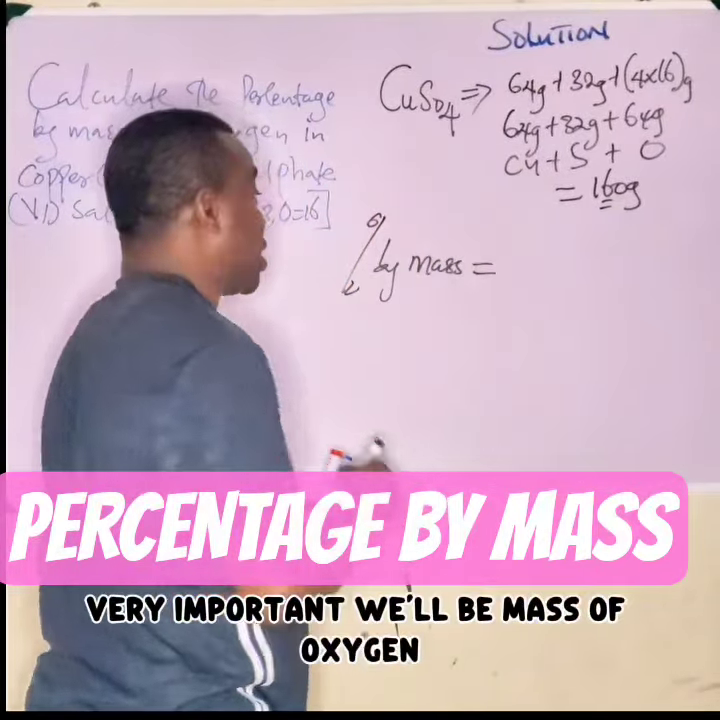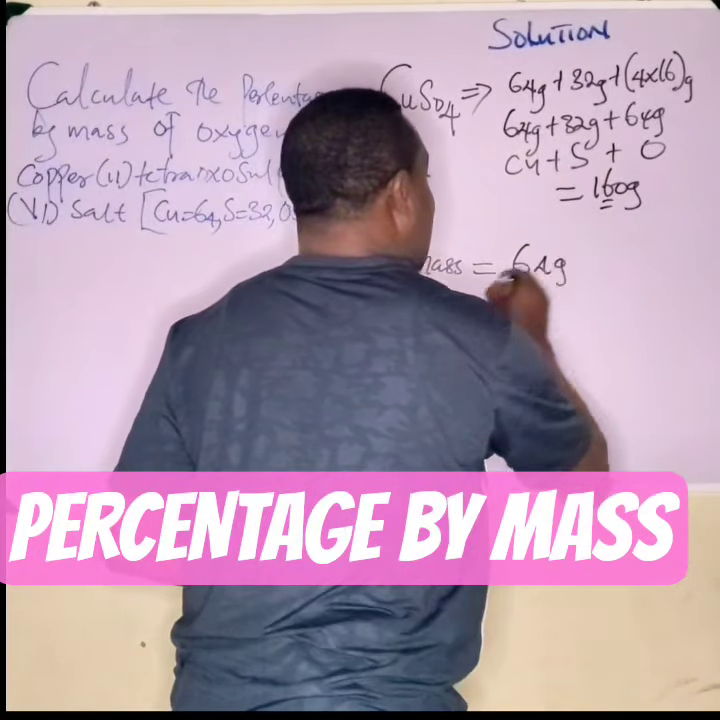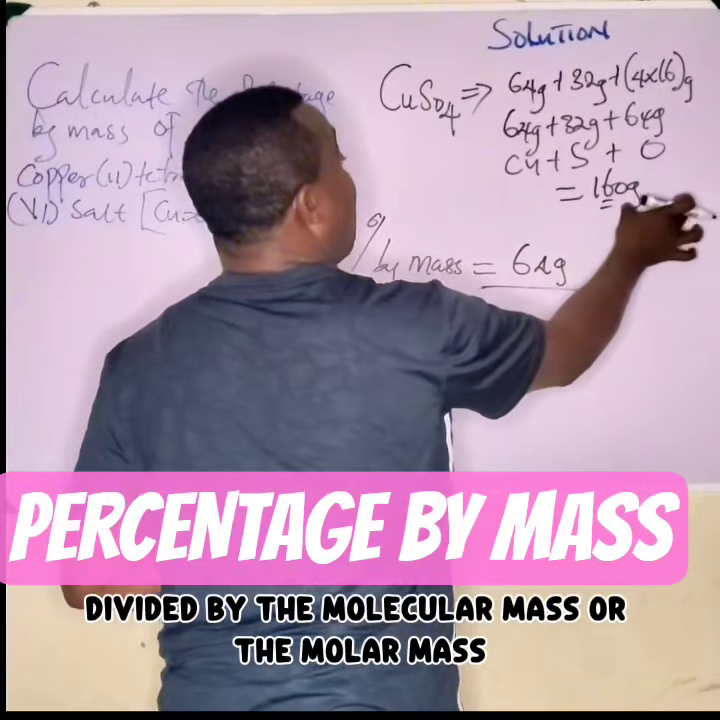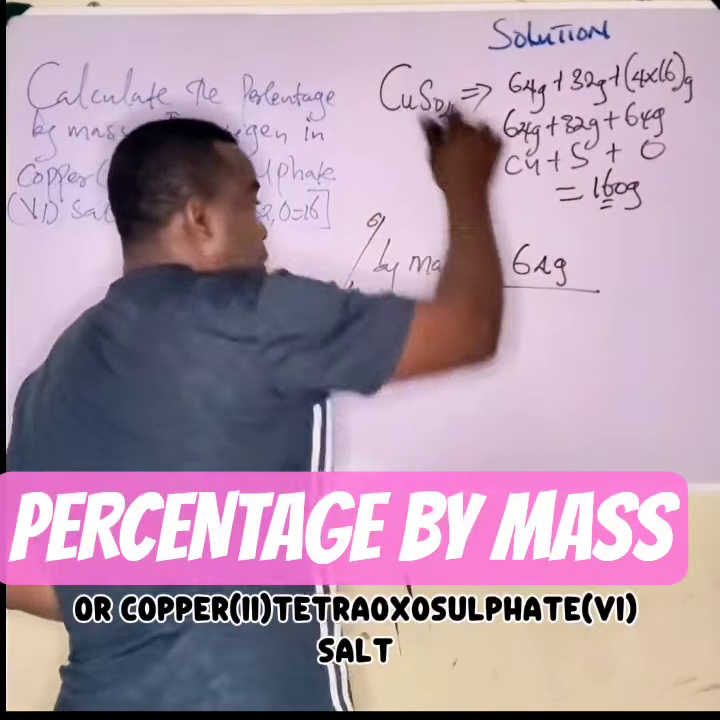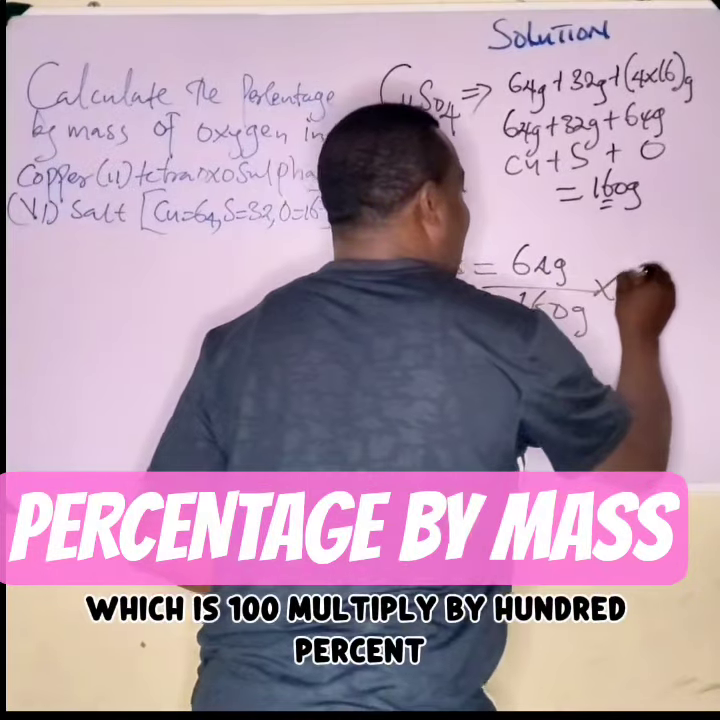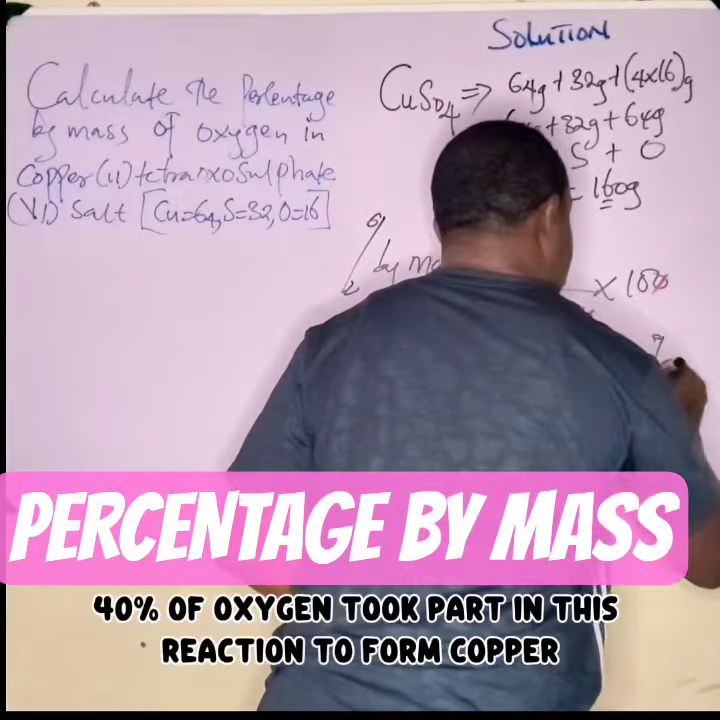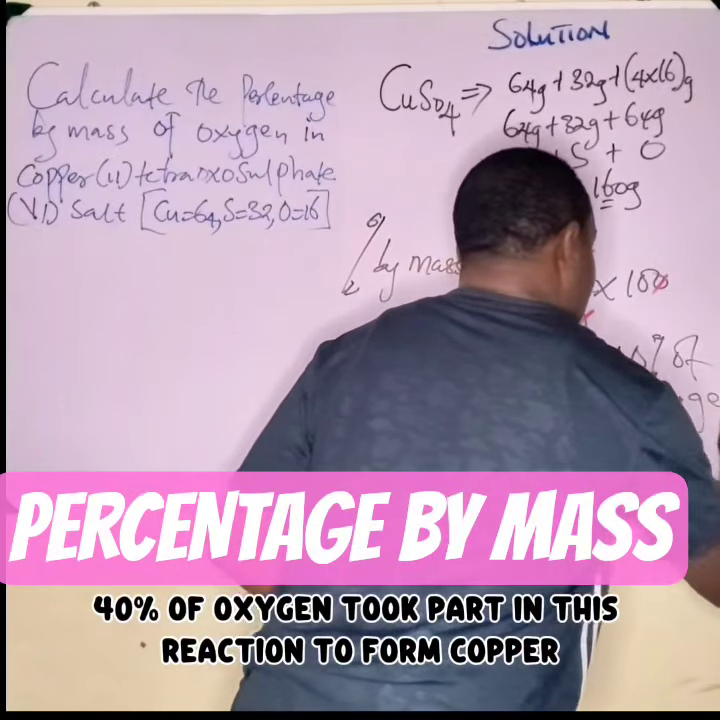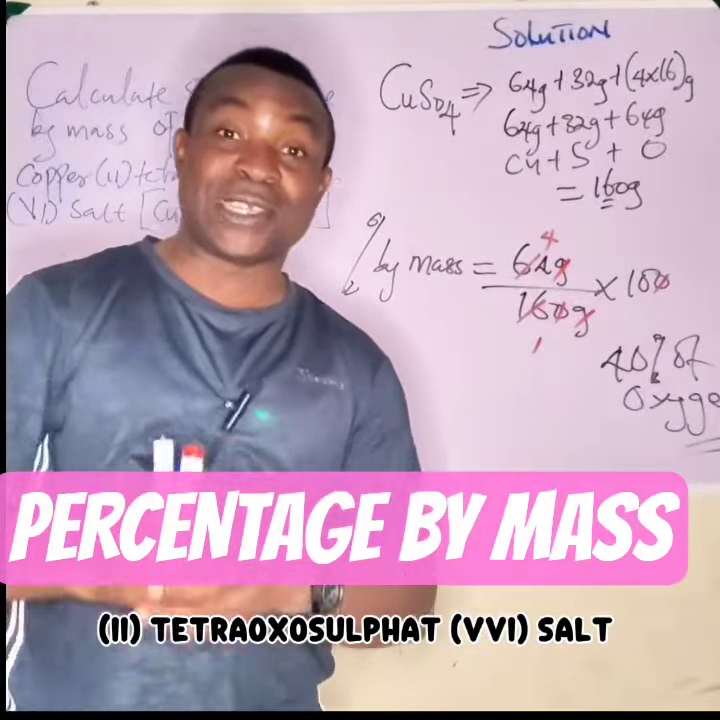It is very, very important. It will be the mass of oxygen, which is 64 grams, divided by the molecular mass or the molar mass or the relative molecular mass of copper(II) tetraoxosulfate(VI) salt, which is 160, multiplied by 100%. So what do we have? 40% of oxygen took part in this reaction to form copper(II) tetraoxosulfate(VI) salt.